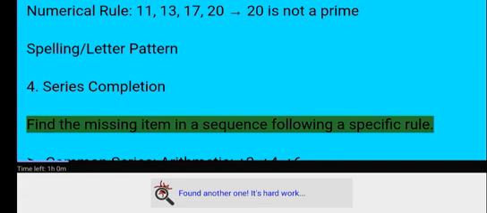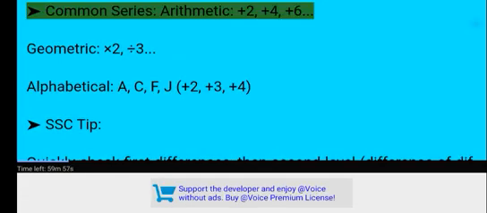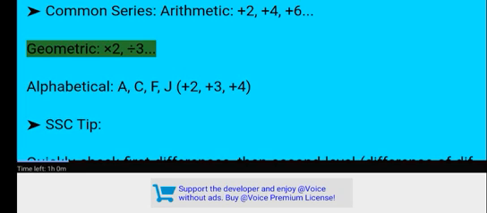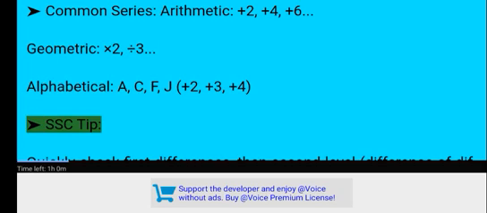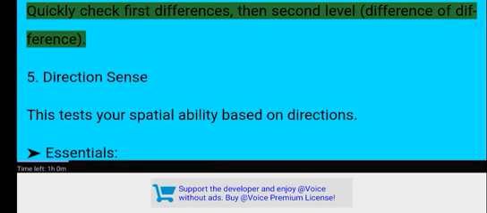4. Series completion. Find the missing item in a sequence following a specific rule. Common series. Arithmetic. Plus 2, plus 4, plus 6. Geometric. Times 2, divided by 3. Alphabetical. A, C, F, J: plus 2, plus 3, plus 4. SSC tip. Quickly check first differences, then second level difference, the difference of differences.